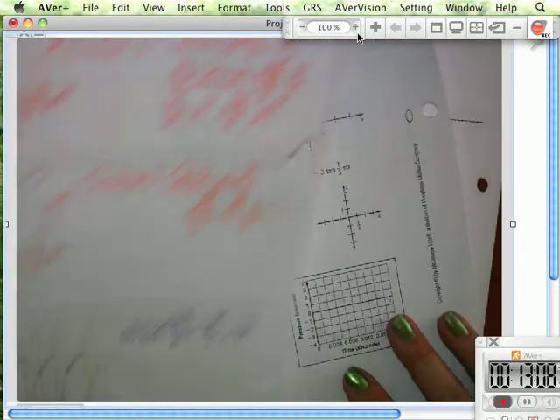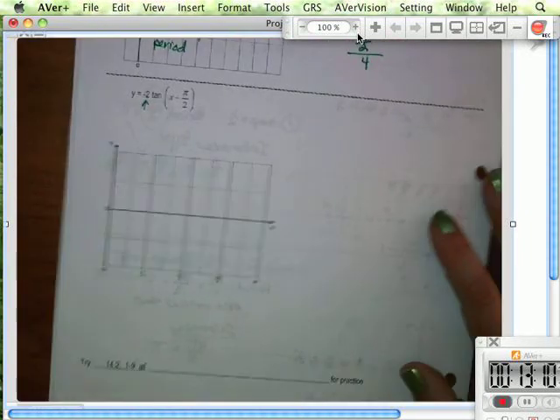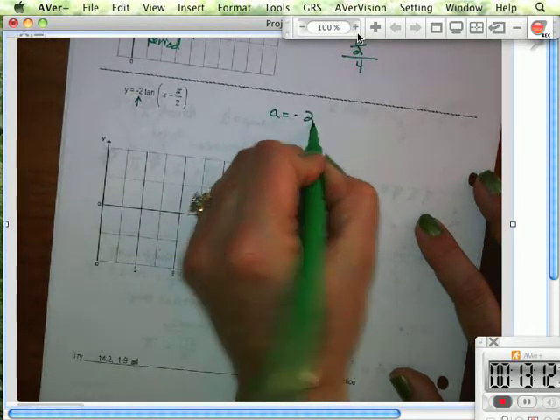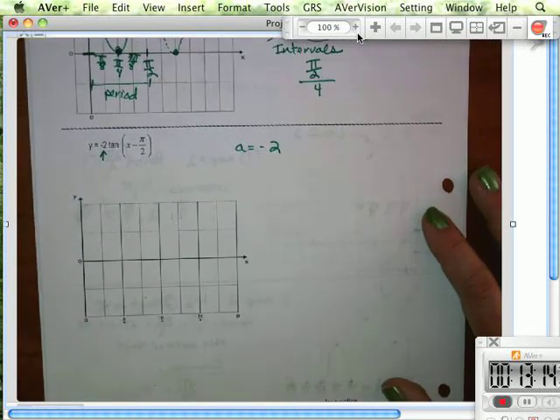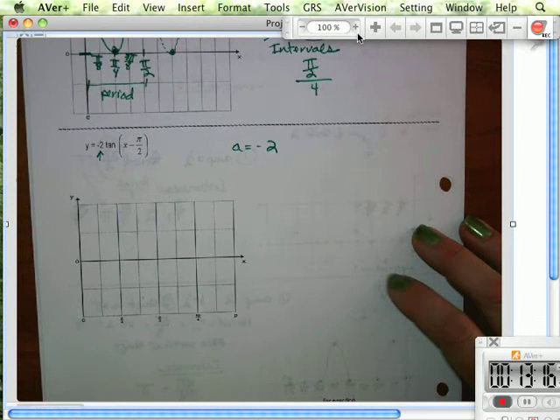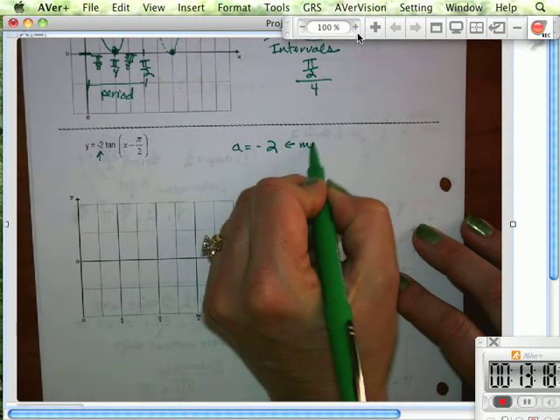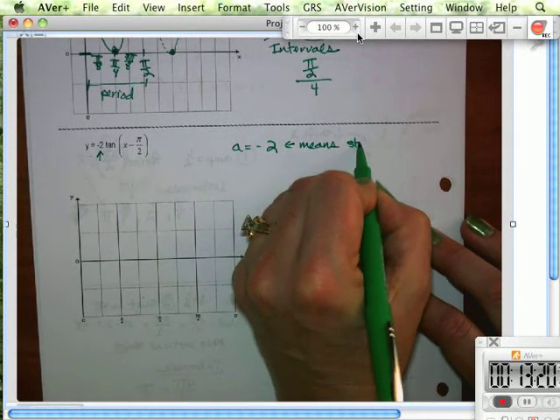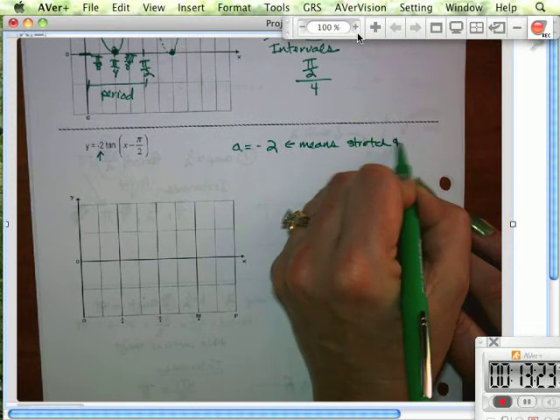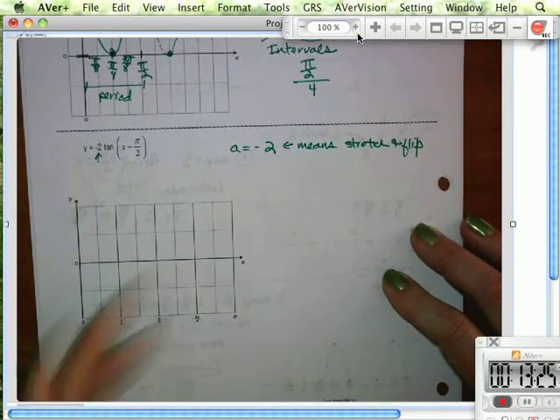Okay? So here we have an A of -2. It's not really an amplitude, it's a stretch and a flip. Means stretch and flip.